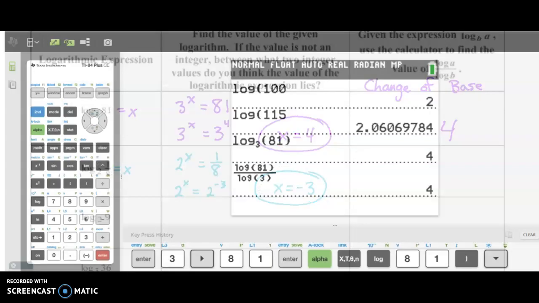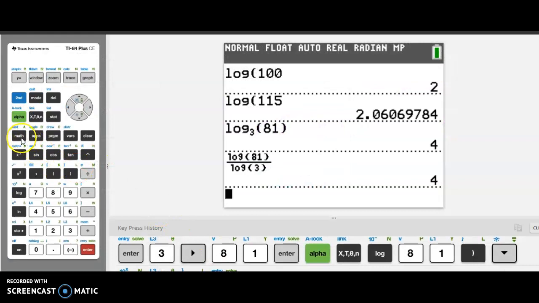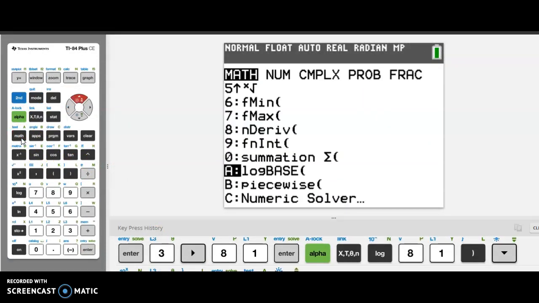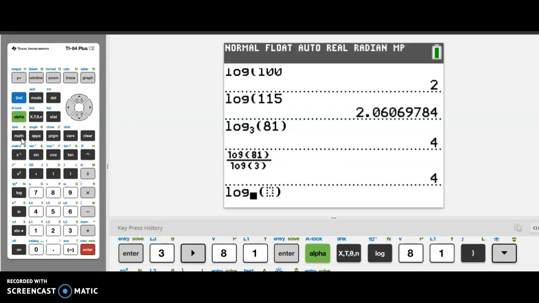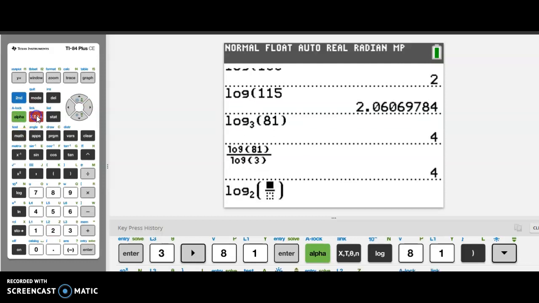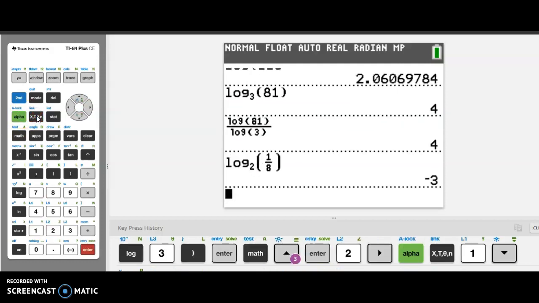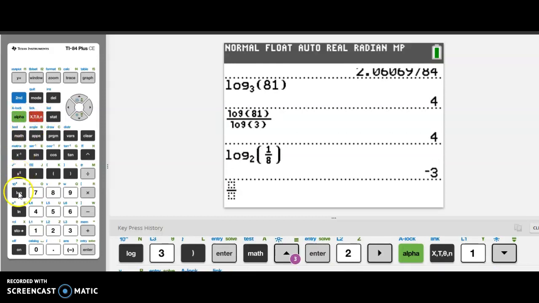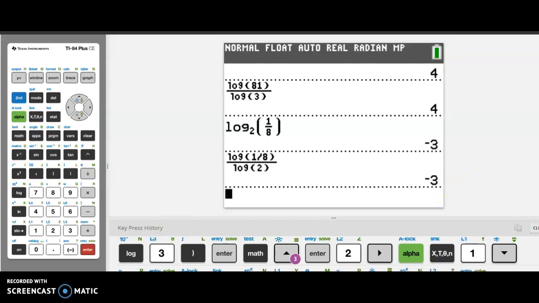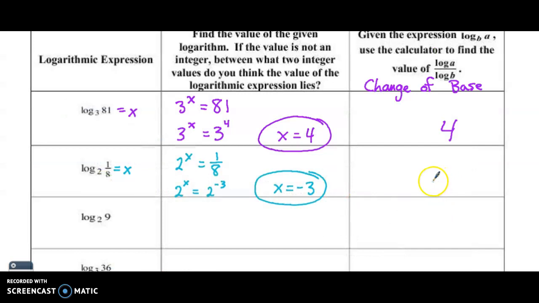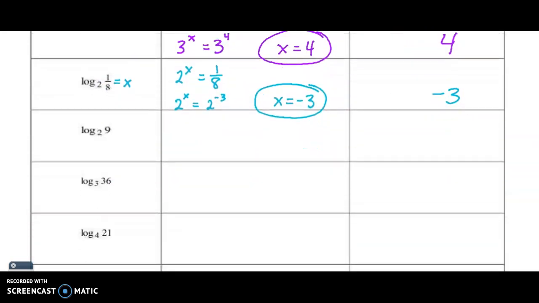So can you use your calculator? Yeah. It's a math tool. The A option down, log base 2, alpha x to make a fraction. There you go. Gives you the answer. You can also just do the change of base formula. Log of 1/8 divided by log of 2 gives you the answer, -3. Now, what I want you to think about is, does the answer make sense as well?